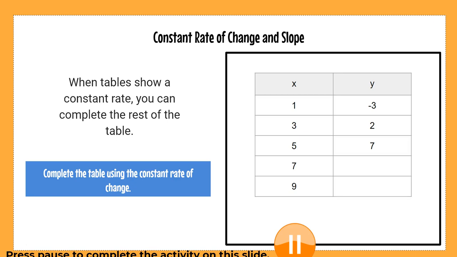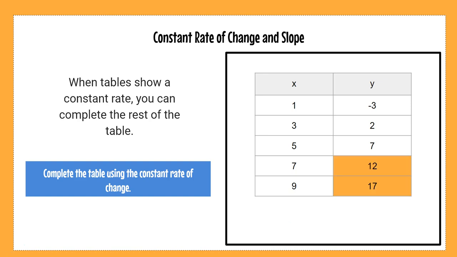All right, so when a table shows a constant rate of change, you can complete the rest of the table. So what I want you to do is complete the 2 empty spaces in this table using your constant rate of change. So go ahead and pause the video, complete the activity, and I'll see you in a minute. All right, let's see how we did. Did you get 12 and 17? I hope so. The constant rate of change in the x is plus 2. And the constant rate of change in the y is plus 5.